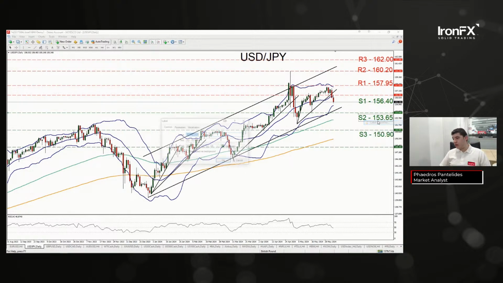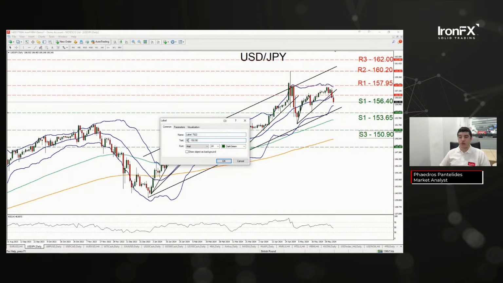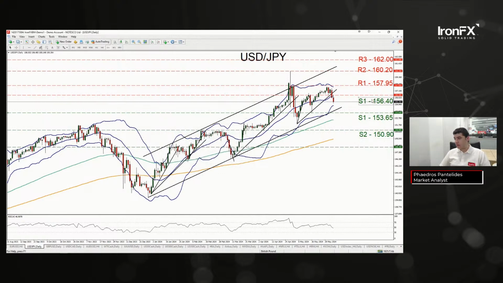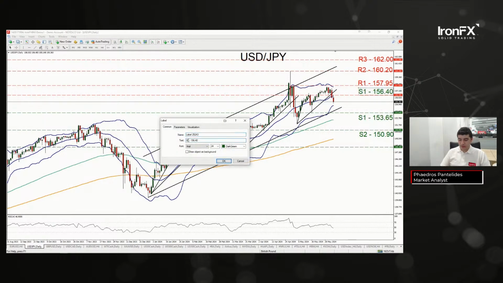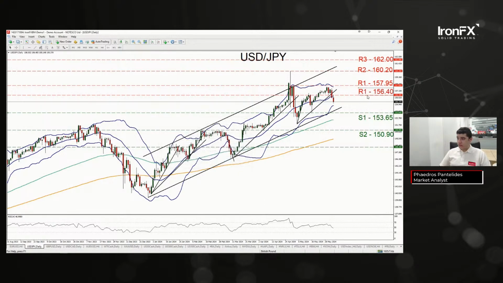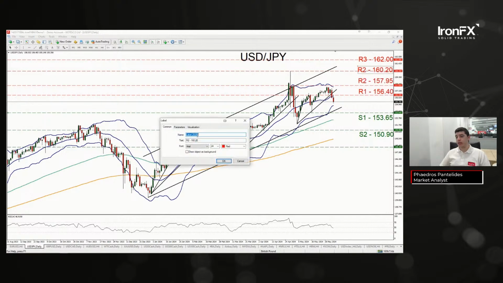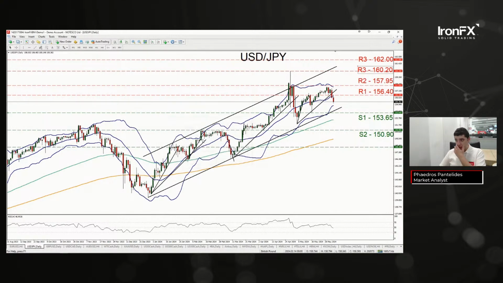For our bearish outlook to continue, we would require a break below our S1 level. Next target at S2, 150.90. Lower than that, we have 148.20. So we're all bearish for the USD JPY, bullish for Euro USD. So R1, this becomes R2, and then 160.20 becomes R3. There we go.